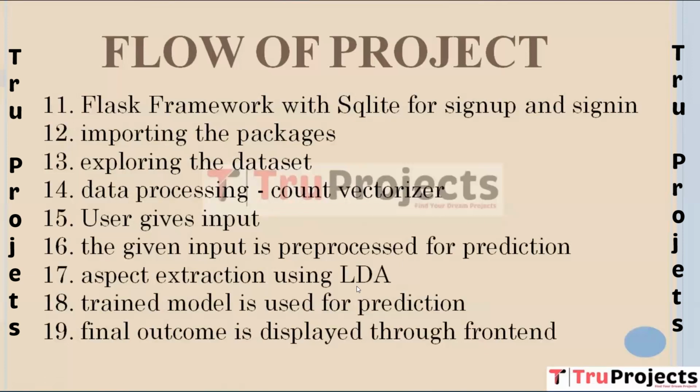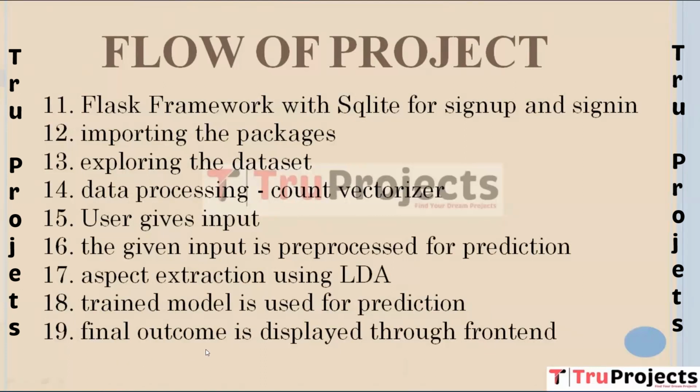LDA here stands for latent Dirichlet allocation, which is applied for aspect extraction. This technique helps to identify underlying topics or aspects within the text data, contributing to a more nuanced analysis. Then we have the trained model used for prediction. The pre-processed input is fed into the trained machine learning model to generate predictions or classifications.